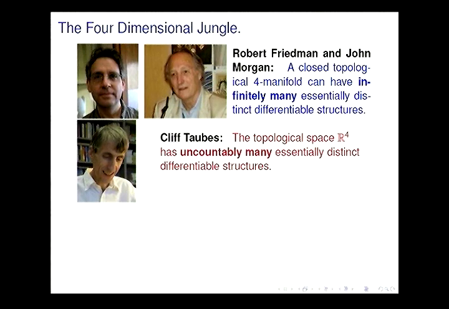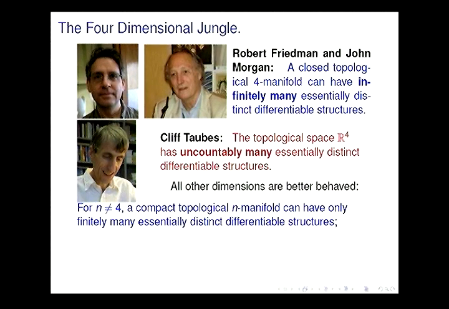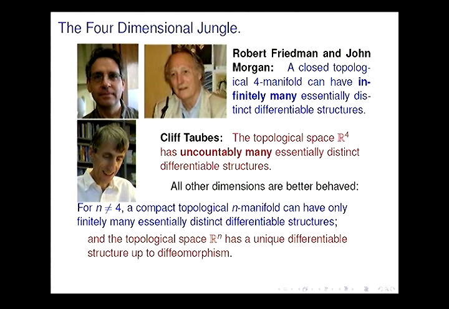Cliff Taubes at Harvard proved that if you just look at the topological space, four-dimensional Euclidean space, it has uncountably many distinct differentiable structures. So there are uncountably many manifolds which are homeomorphic to R^4, but not diffeomorphic, and no two of them are diffeomorphic to each other. And this can only happen in dimension 4. Neither of these phenomena can occur in any other dimension.